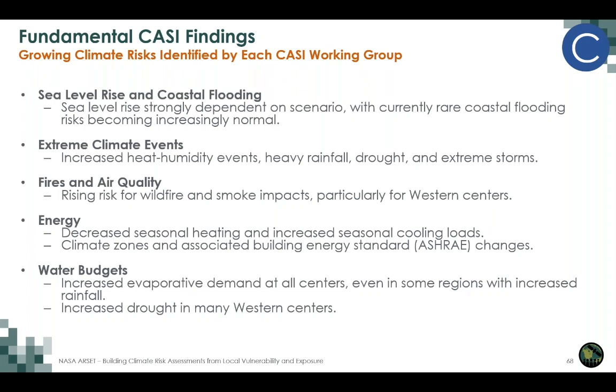The CASI Fires and Air Quality Working Group has shown that there is a rising risk for wildfire and smoke impacts, particularly for the western centers. The CASI Energy Working Group has shown that there is a decrease in seasonal heating and an increase in seasonal cooling loads. There is also a shift in the climate zones associated with building energy standards, the ASHRAE categories. The CASI Water Budget Group has shown that there is an increase in evaporative demand at all centers, even in some regions with increased rainfall. There is also an increased drought in many Western centers.